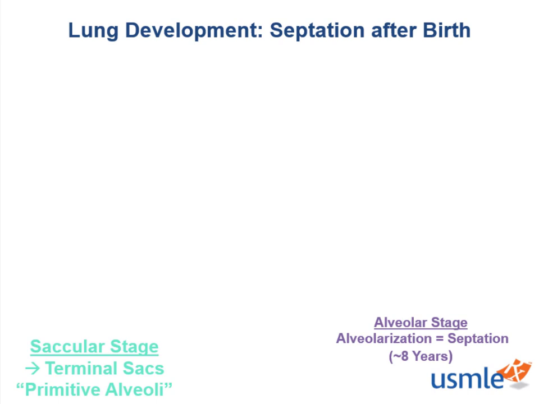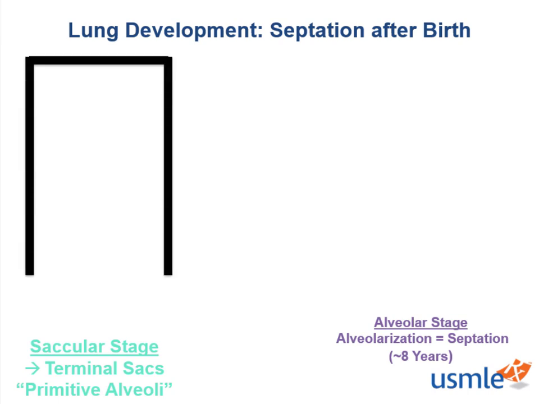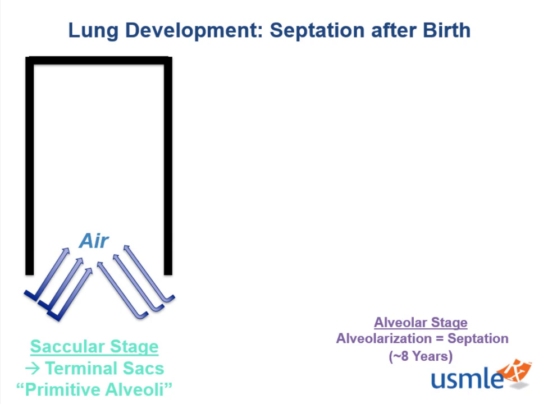To explain septation, also called alveolarization, let's compare the saccular stage to the alveolar stage of development. The saccular stage has terminal sacs, which are primitive alveoli. Represented here with this figure where the black lines represent areas capable of gas exchange. So, if the child were born and tried to breathe, air would come into the terminal sac like this, but would have a low surface area available for gas exchange.